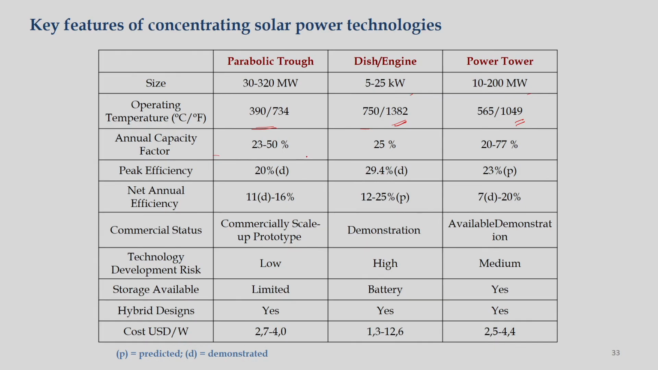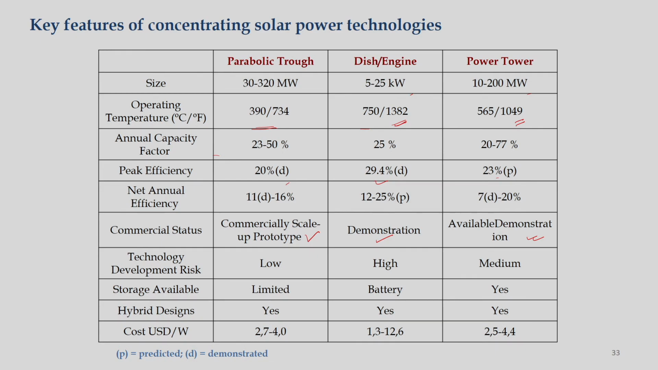We can compare the annual capacity factor, which is 23 to 50 in case of parabolic trough, 25% in case of this system, and for power tower it is about 20 to 77%. Peak efficiency is maximum in case of disk, followed by power tower and parabolic trough. And if we talk about commercial status, parabolic trough is already in place, and this power tower is available for demonstration.